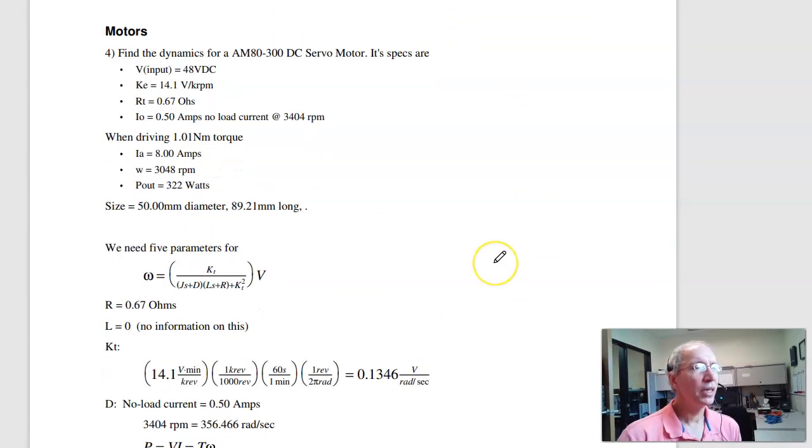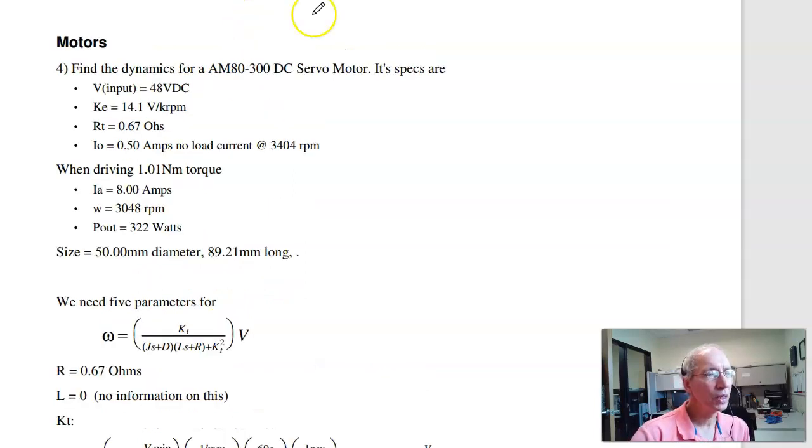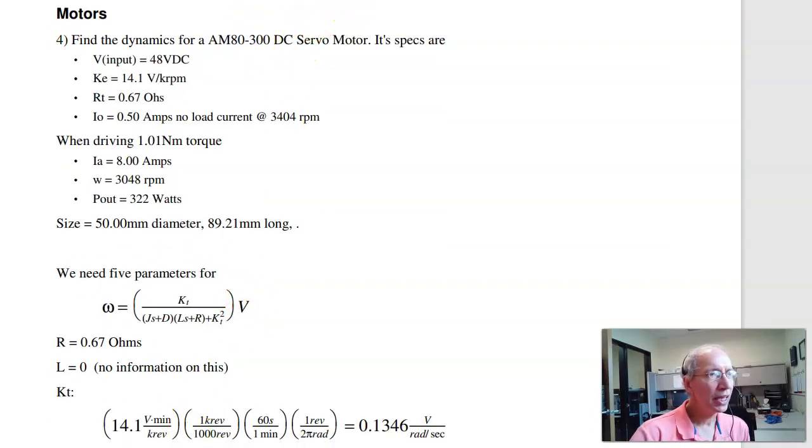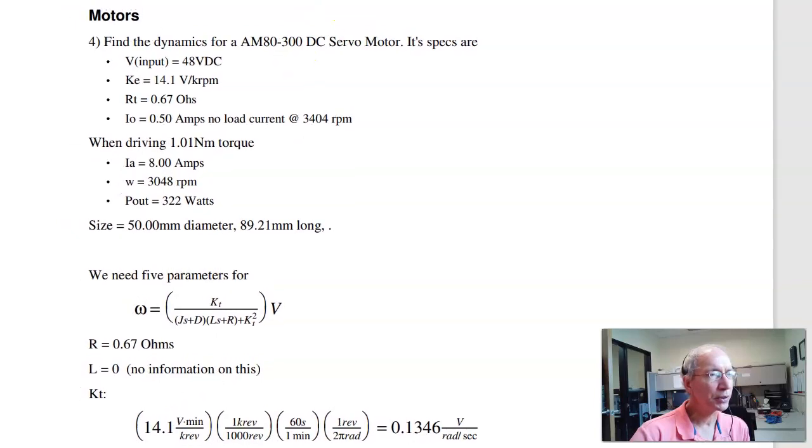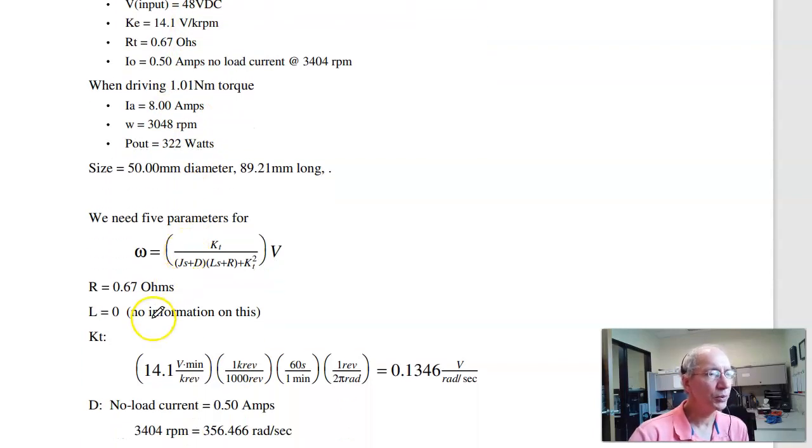Problem 4, given a motor, find the dynamics. I know from the lecture notes that speed is related to voltage by this transfer function. I need 5 parameters, and I'm not given those parameters. So inertia is not given, correction. Inductance is not given, so let's assume 0.